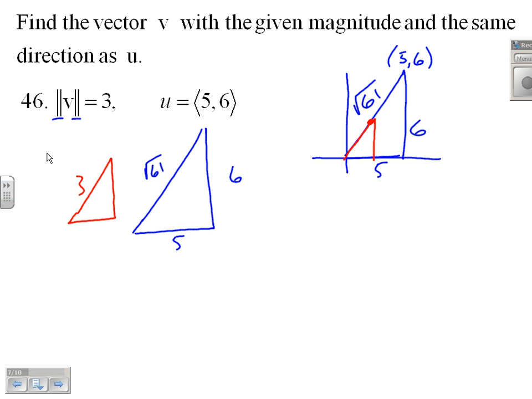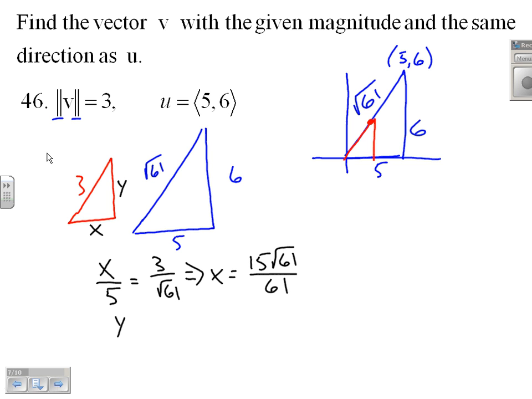I'd really like to know what this value is and this value. So I'm going to set up my first proportion. X is in the same position as 5, while 3 is in the same position of root 61. Giving me, not equal to, but giving me x equals 15 on root 61, or 15 root 61 on 61.